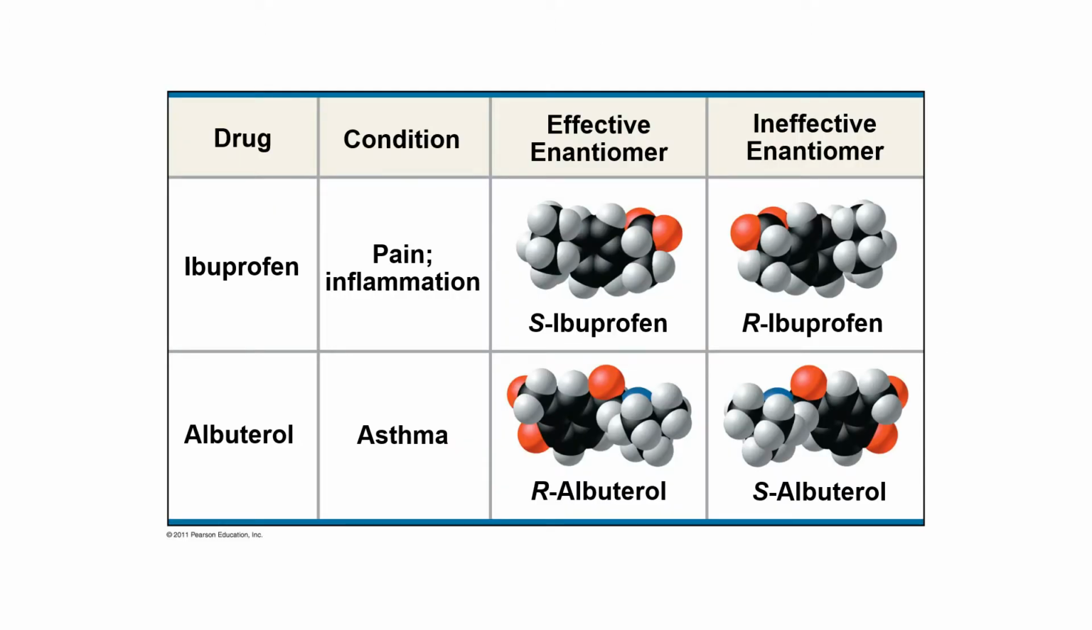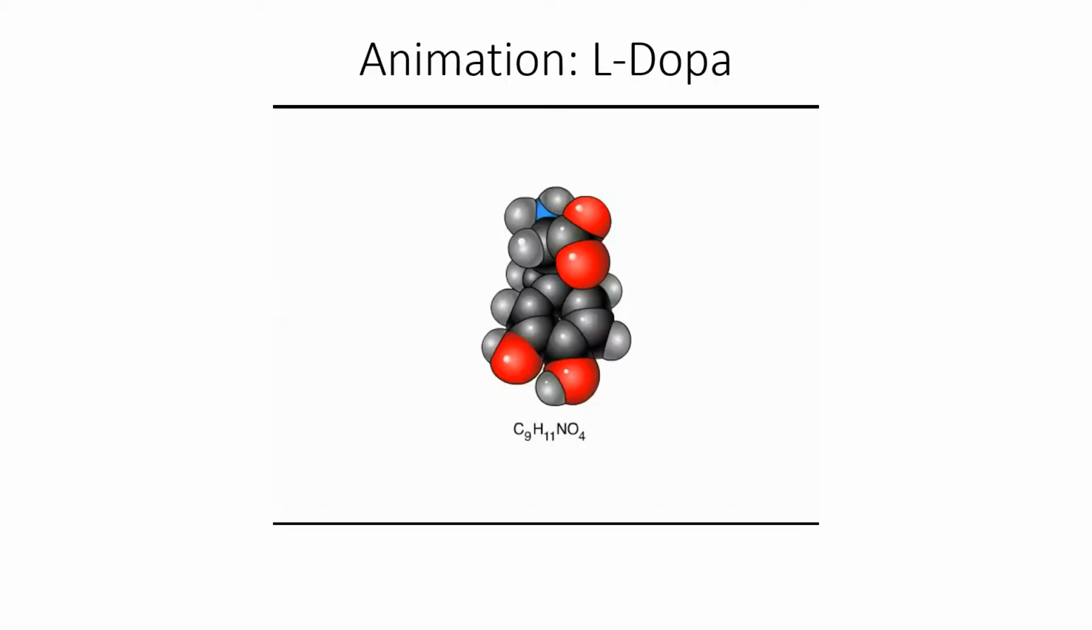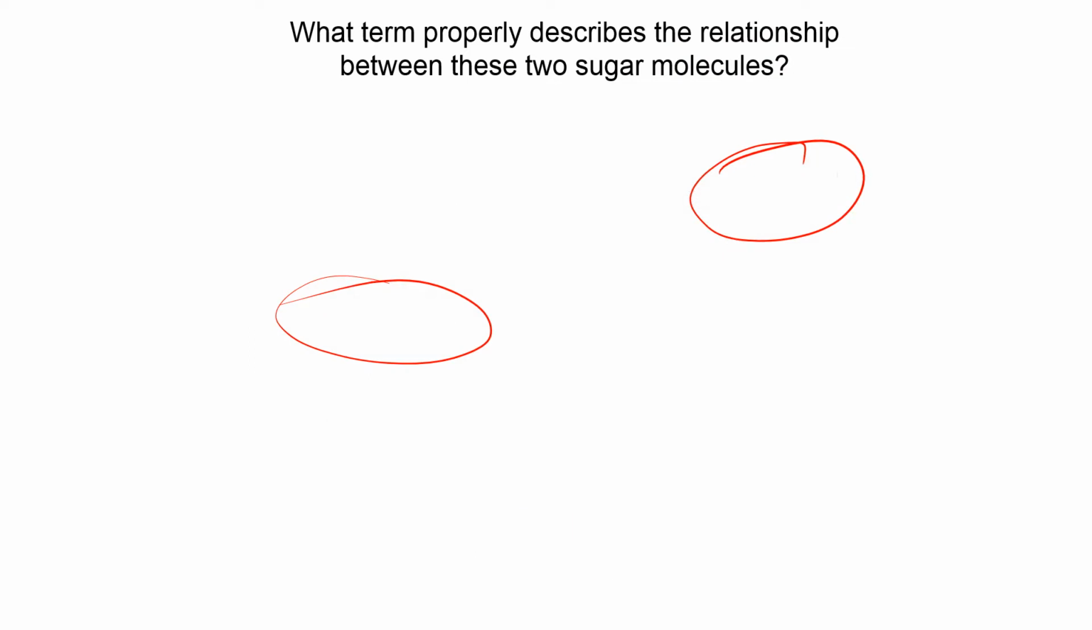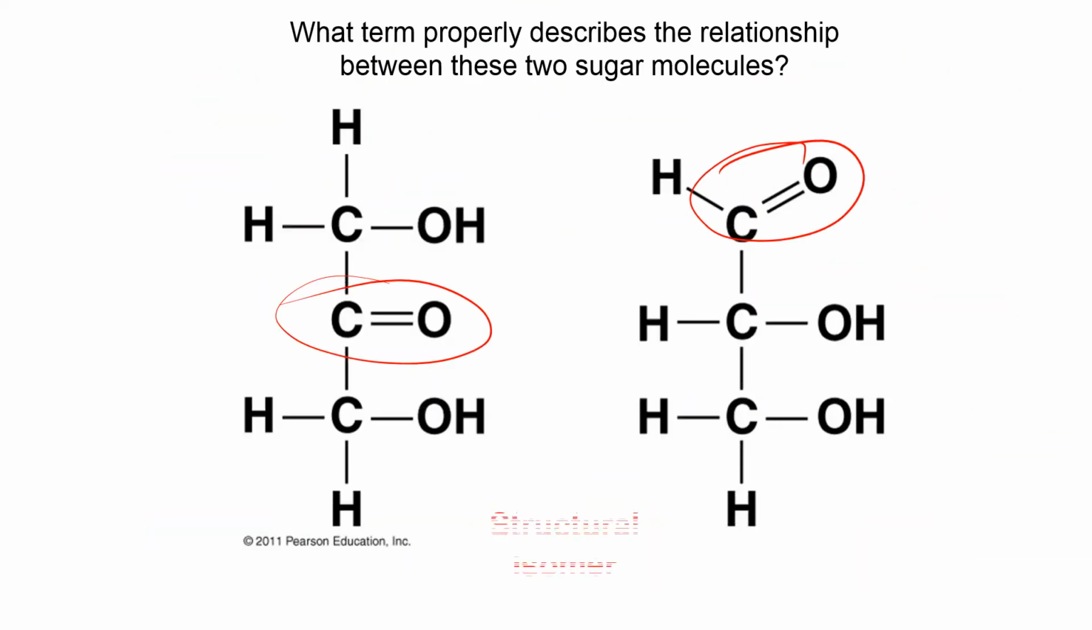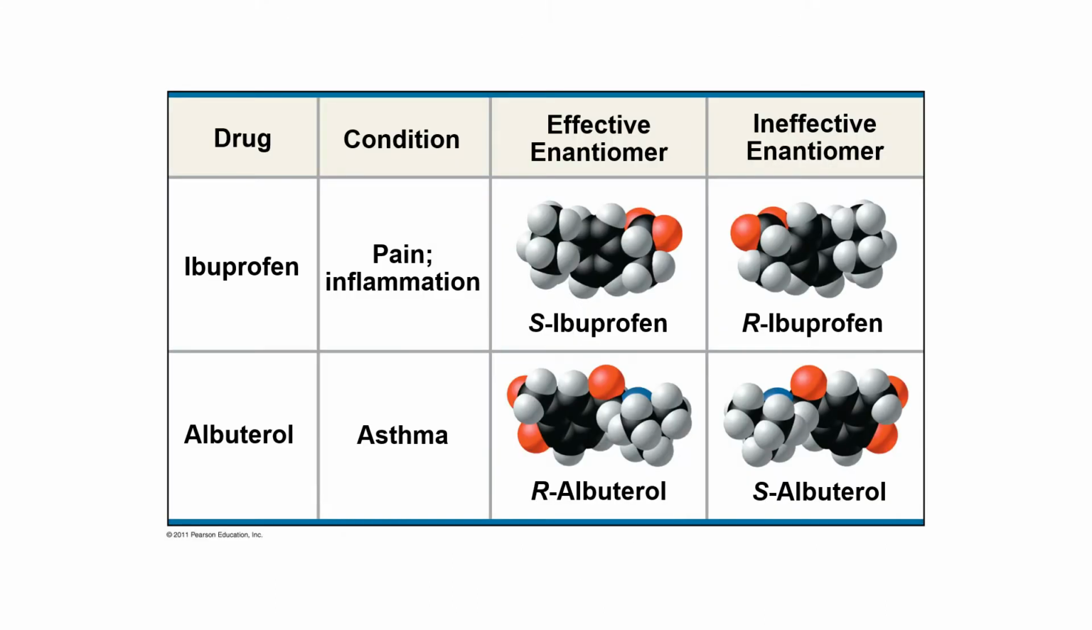So thinking about these enantiomers, what they have here is L and D isomers. You could basically think of S and L as the same thing, and R and D as the same thing.